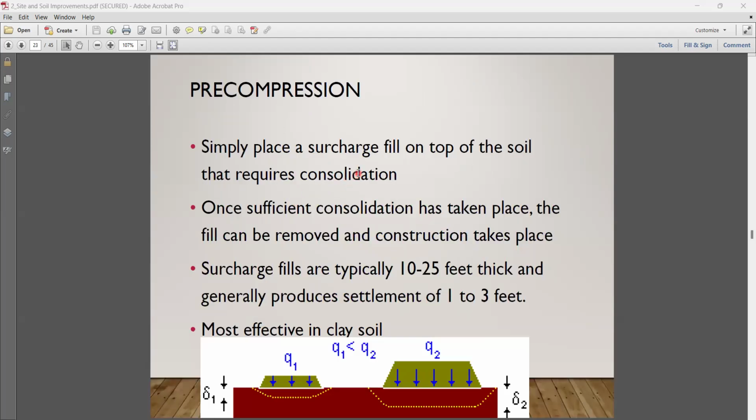Further describing pre-compression or preloading, you can see the surcharge fill. For the additional load that we put in, if we put a higher load, we can get higher settlement, higher compaction. So this mechanism is most effective for clay soil.